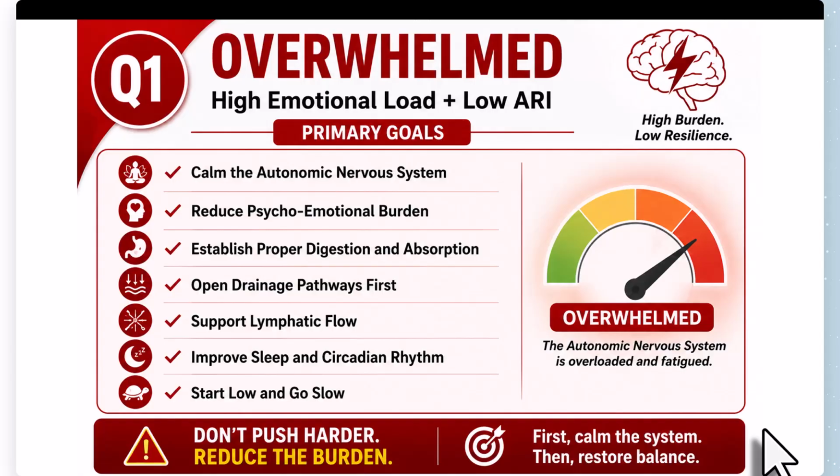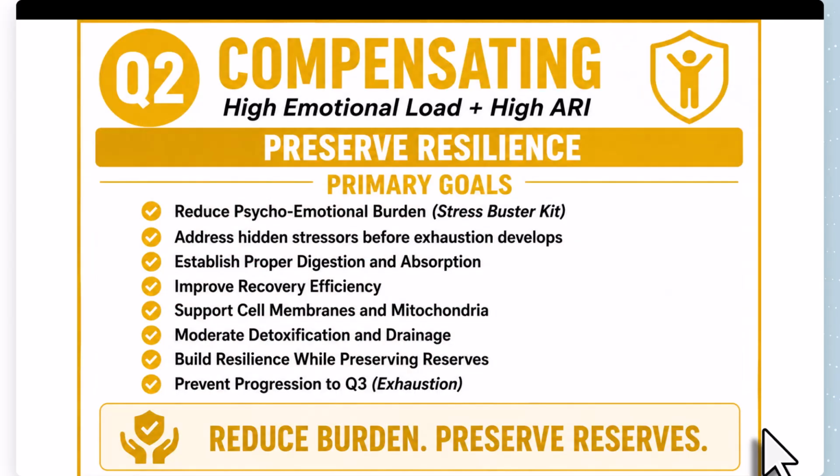Improve sleep and circadian rhythms. Again, I said it and said it again. Use the neurovisor. It works. Start low, go slow. Don't push harder. Reduce the burden. First, calm the system, then restore balance.